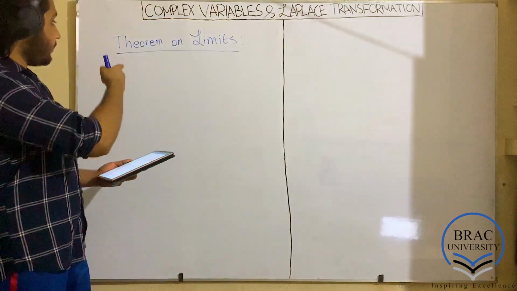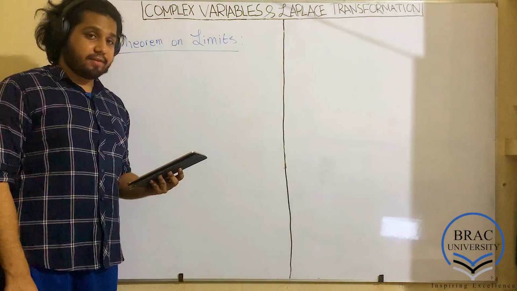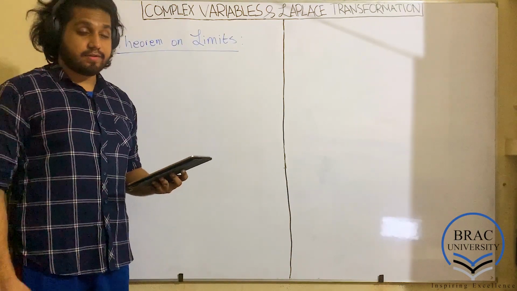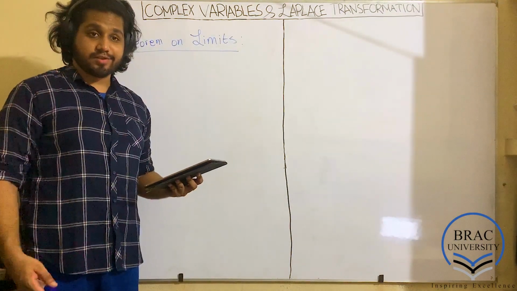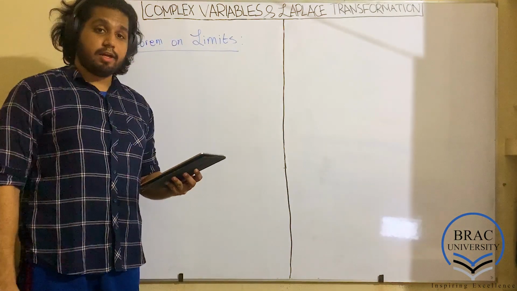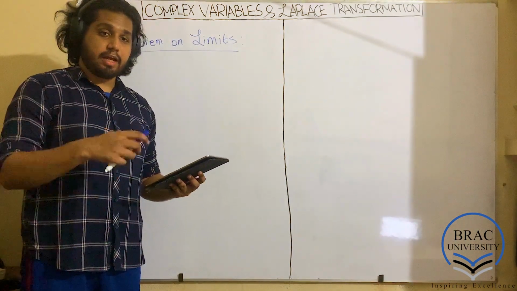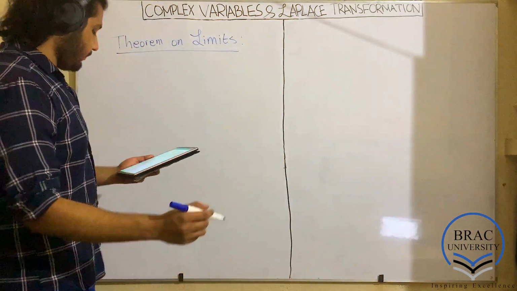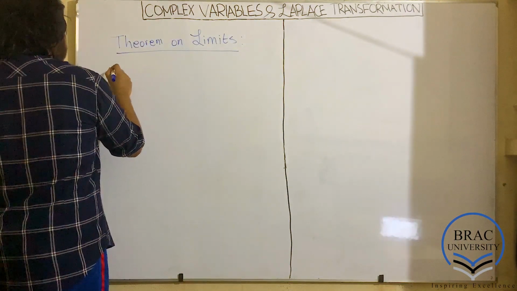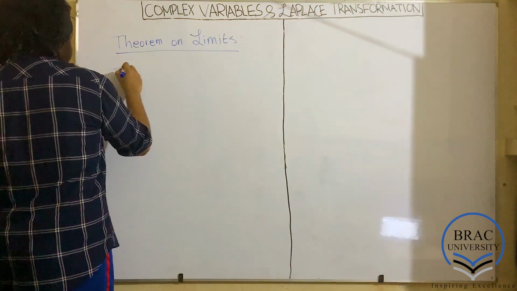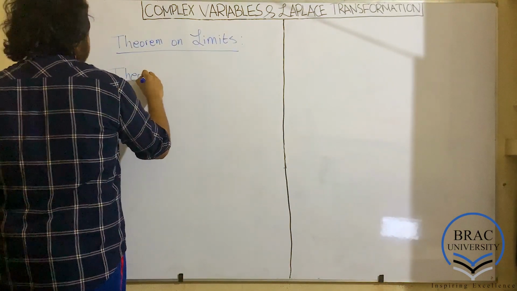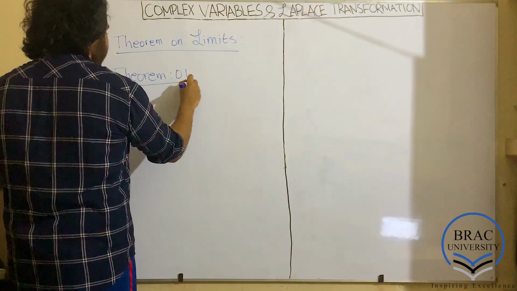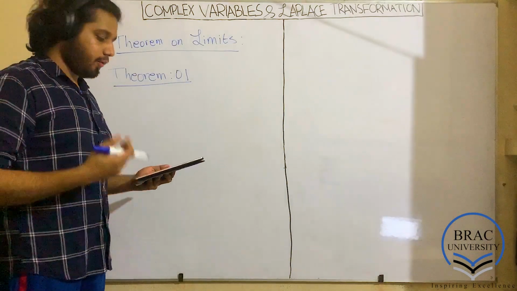Today we're going to be looking at the many theorems on limits. We're going to see the treatments of these theorems in the case of complex valued functions and complex numbers, as we've seen before in real numbers and real valued functions in Math 110. So here we see theorem 1. I'm going to state these theorems without giving any formal proof.